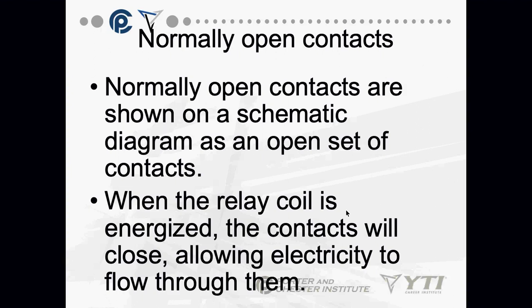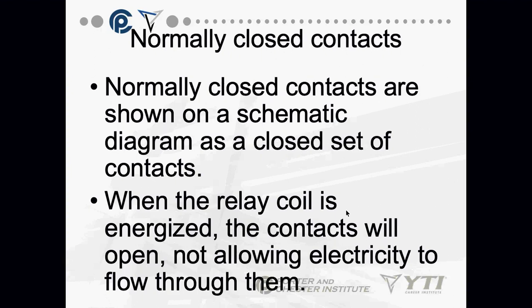Normally open contacts are shown on a schematic as an open set of contacts. When the relay coil is energized, the contacts close, allowing electricity to flow through them. Normally closed contacts are shown on the schematic diagram as a closed set of contacts. When the relay coil is energized, the contacts open and don't allow electricity to go through them. Again, normally open, normally closed, shown in the de-energized position.